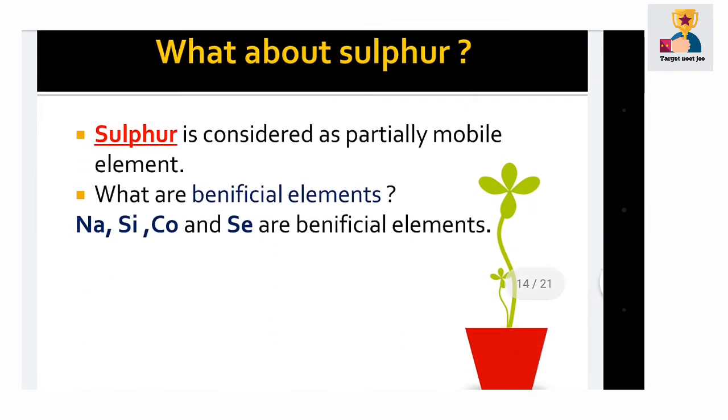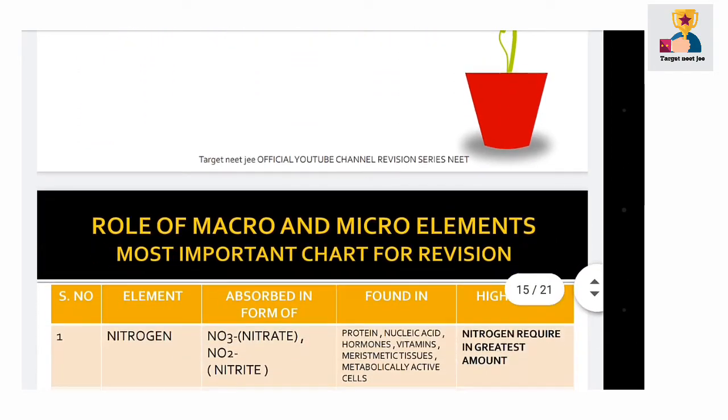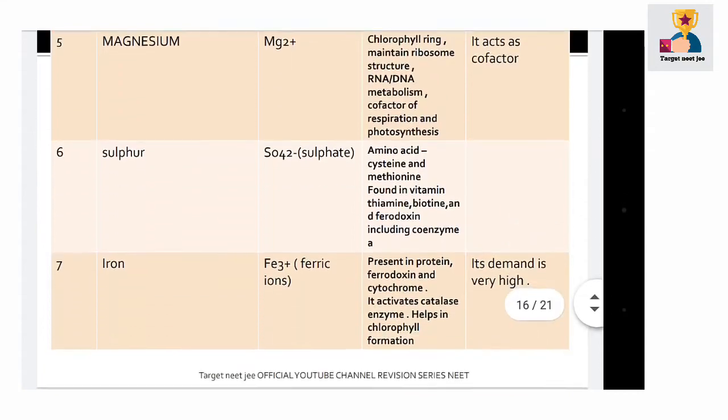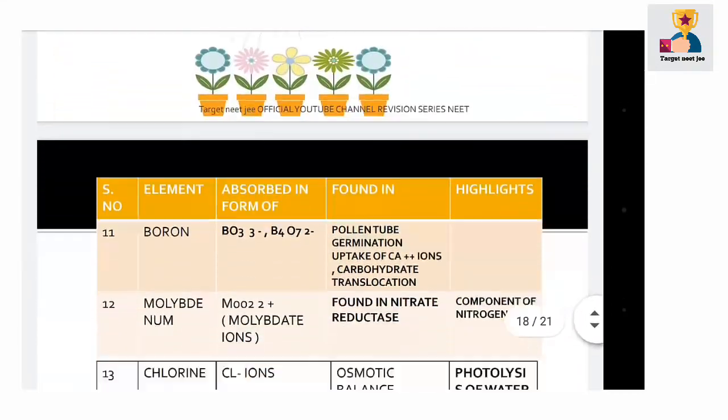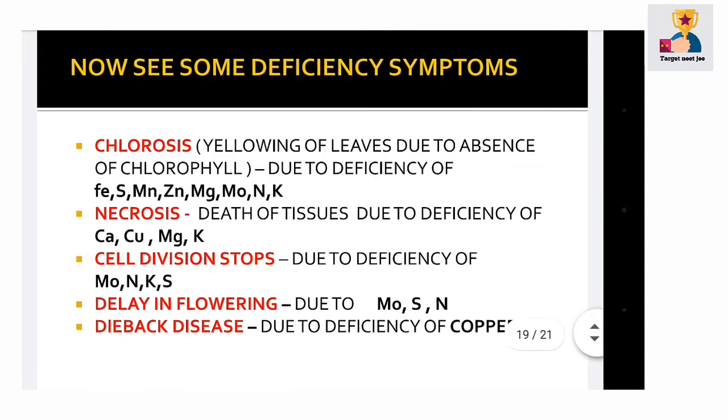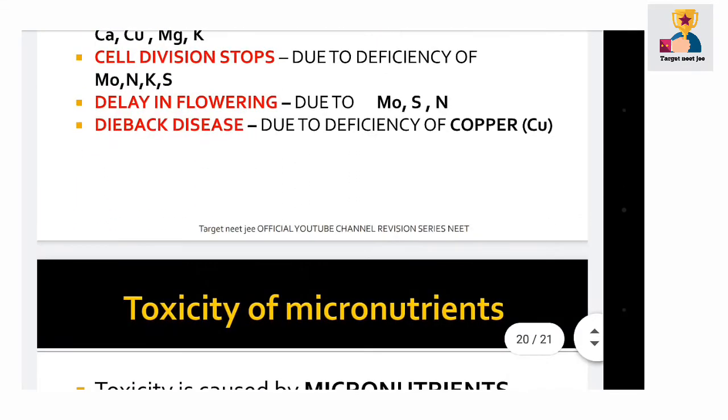Do you know what beneficial elements are? Sodium, silicon, cobalt and selenium are beneficial elements. Now we have created the most important chart for elements. This chart covers all the important points and is specially created by TARGETNEETJEE. Now let's look at some deficiency symptoms. There are a total of 5 deficiency symptoms given here: chlorosis, necrosis, inhibition of cell division, delay in flowering and dieback disease. Just revise all the theory through these points.